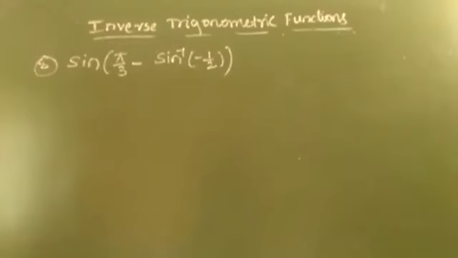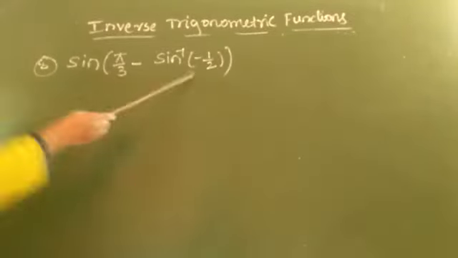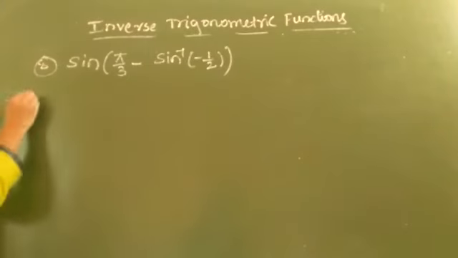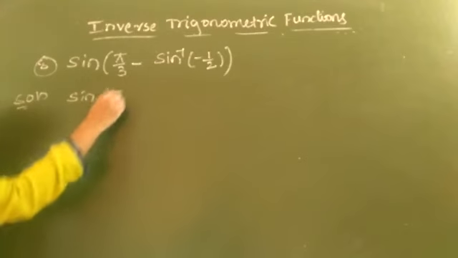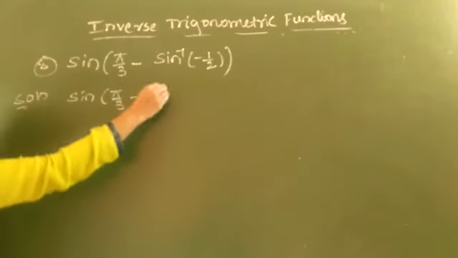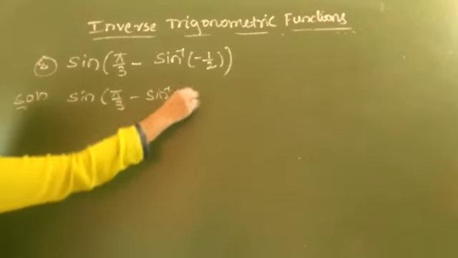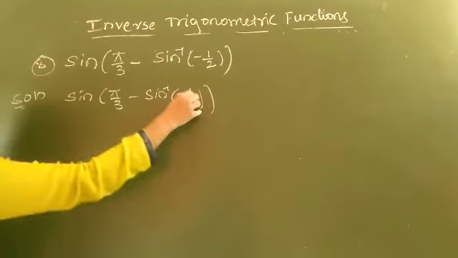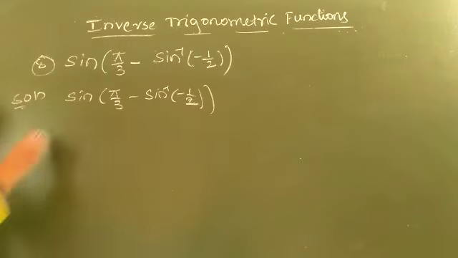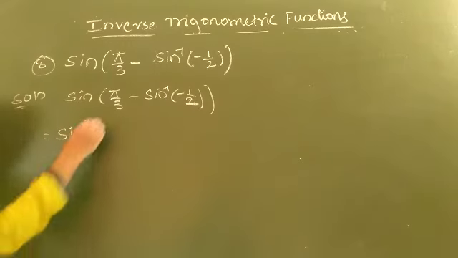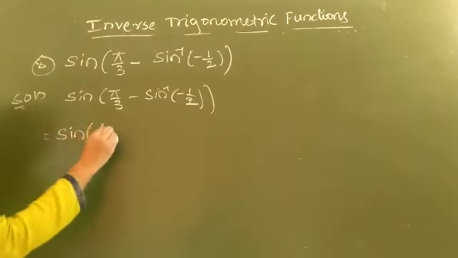Next one, sine of pi by 3 minus sine inverse of minus 1 by 2. Solution. First you write sine of pi by 3 minus sine inverse of minus 1 by 2. 1 by 2 you write. Properly you write the given problem. Next is equal to sine as it is. Bracket is the bracket. Pi by 3.